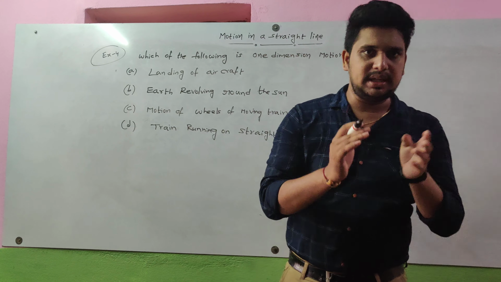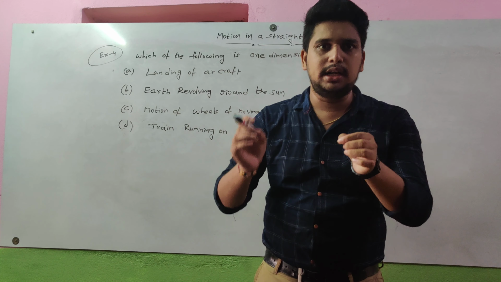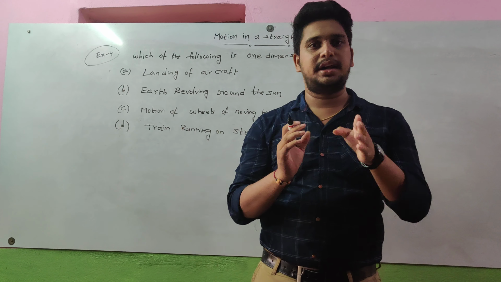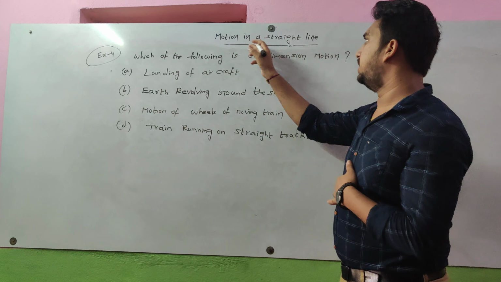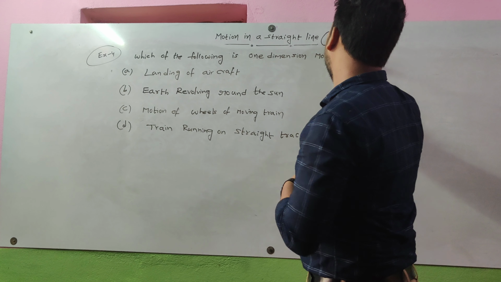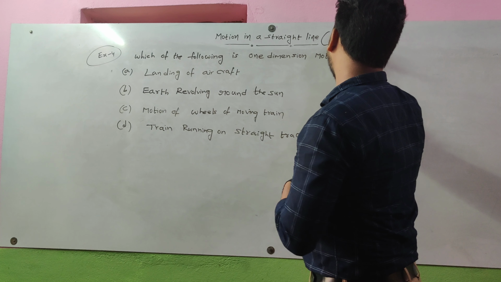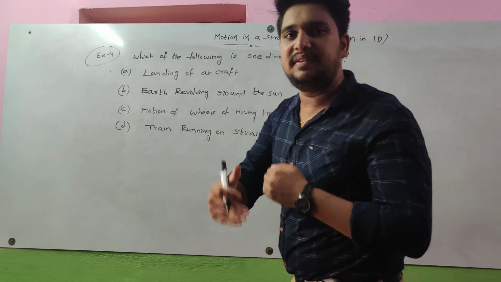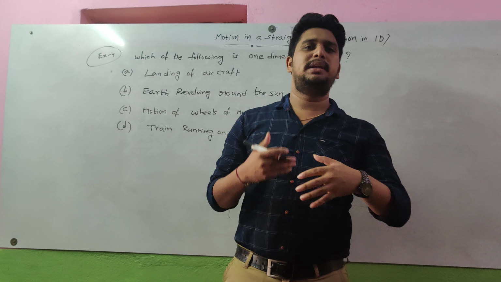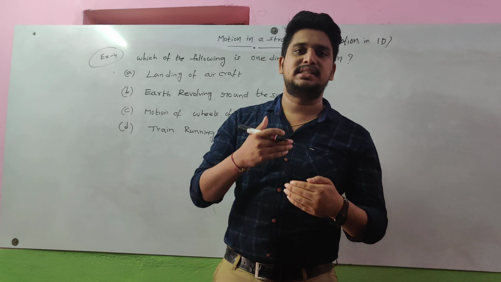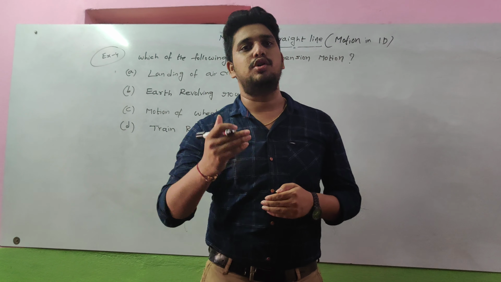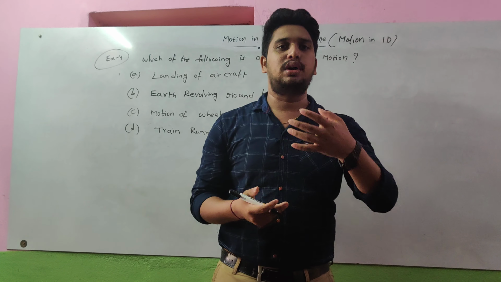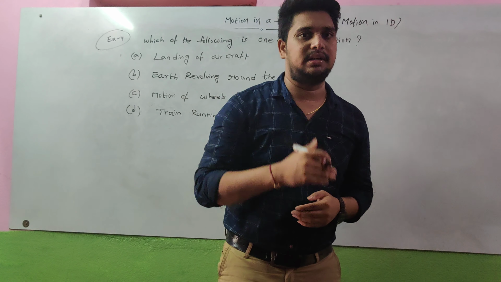One dimension means the body travels in one direction. So I already told you this chapter name, motion in a straight line or motion in one dimension. Please recapitulate previous lectures. Motion in a straight line is also called motion in one dimension. Motion in a plane is also called motion in two dimensions.